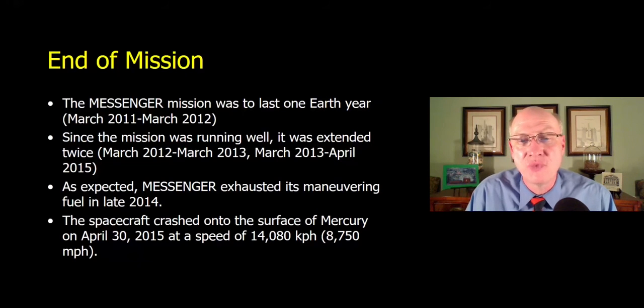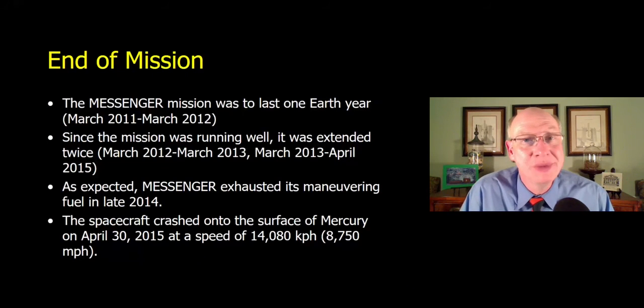NASA funded them for a second year, so it was extended once, and it operated from March 2012 to March 2013. It was still operating well, and so it was extended again from March 2013 to April 2015. So they got 2 extensions on the mission.